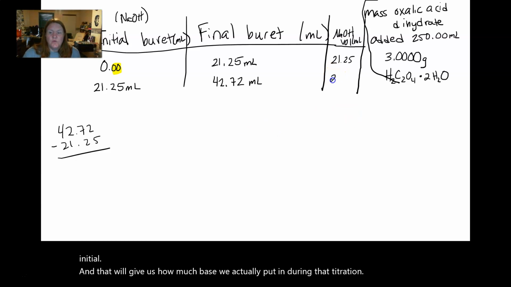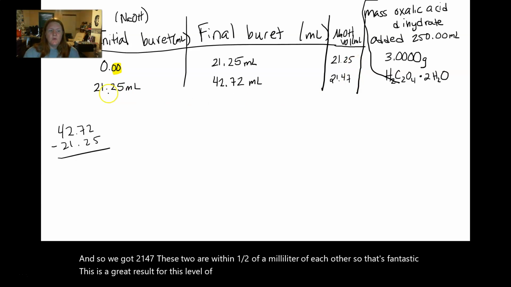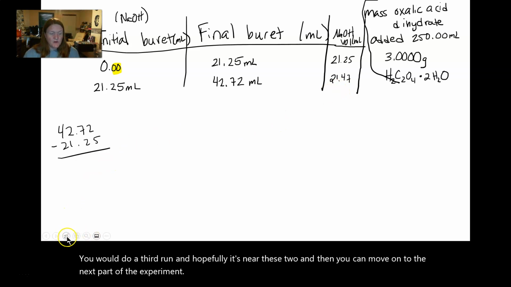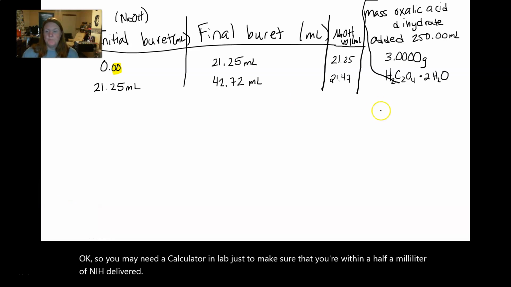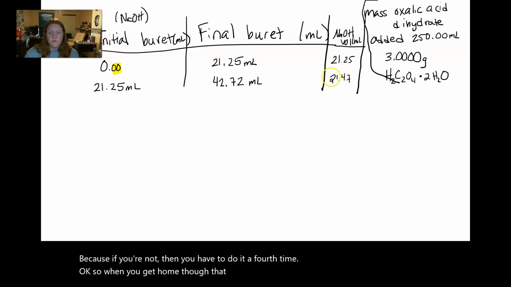And so we got 21.47. These two are within 1/2 of a milliliter of each other. So that's fantastic. This is a great result for this level of chemistry. You would do a third run, and hopefully it's near these two, and then you can move on to the next part of the experiment. Okay, so you may need a calculator in lab just to make sure that you're within 1/2 milliliter of NaOH delivered. Because if you're not, then you have to do it a 4th time. Okay, so when you get home, though, this is the only calculation you really need to do in the lab.